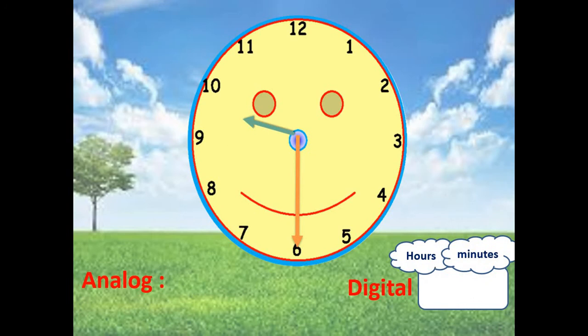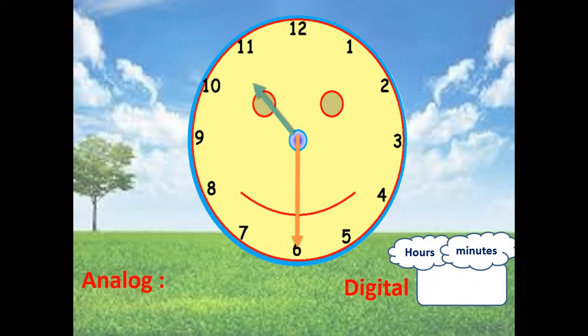Another one. Here, the short hand is between the 9 and the 8, and the long hand points at 6. As it points at 6, we're gonna say in the analog clock it's half past. Half past 9 or 8 or 10? We said the number before, so it's gonna be half past 9. And in the digital, in the hours, 9. And in minutes, 30 minutes. So it's 9:30.